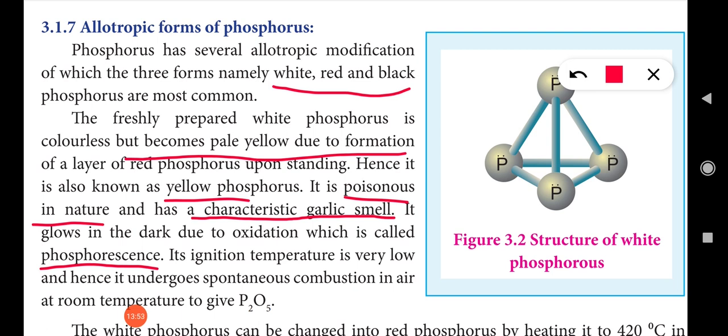So the particular temperature at which a material catches fire is called the ignition temperature. The ignition temperature for white phosphorus is very low, closely equal to room temperature. So at room temperature itself, white phosphorus can catch fire.